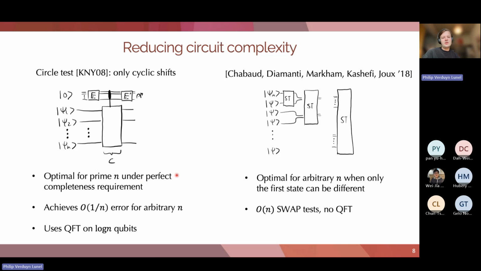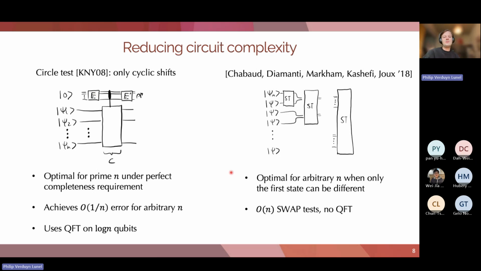And furthermore, in this paper they also consider other tests besides the permutation test, the so-called cycle test, where you don't make a superposition over all permutations, but only over the cyclic group. So instead of the whole permutation group, you make superpositions over the cyclic group. The advantage is that you need far fewer ancillary qubits, and your operation is much easier.